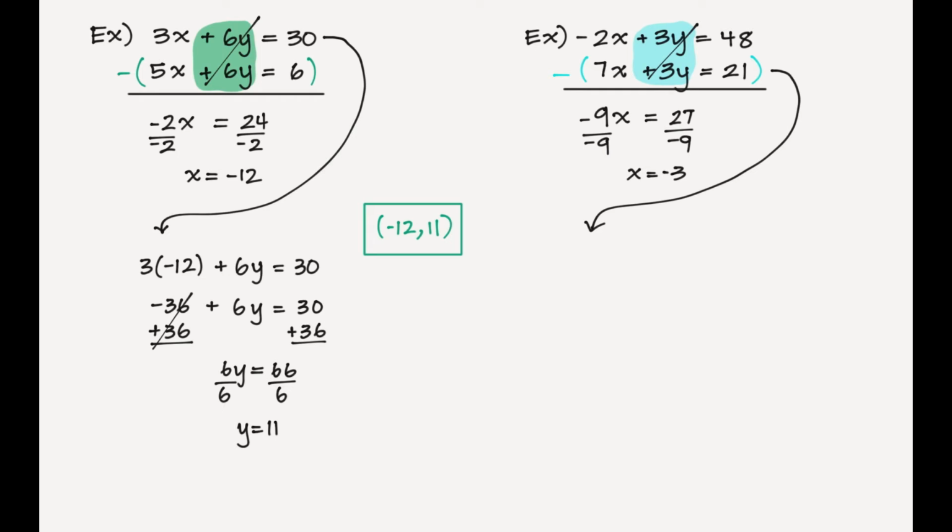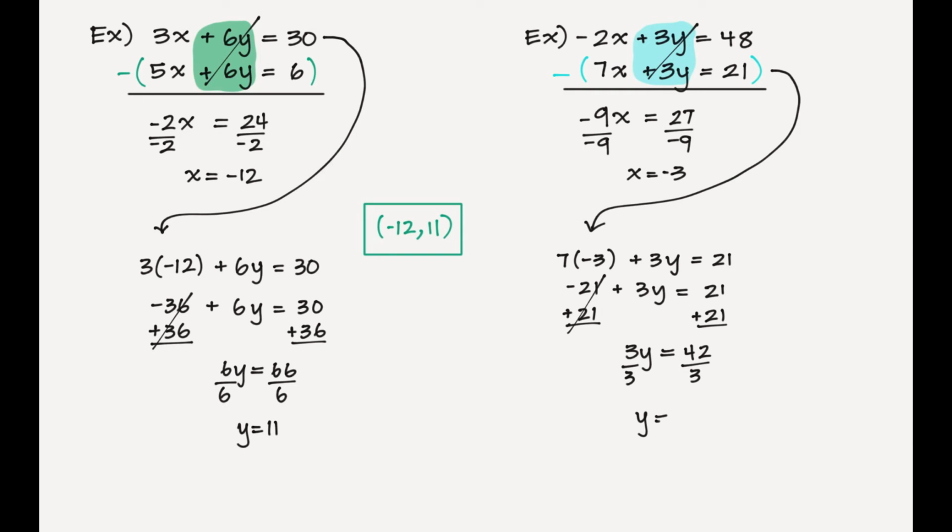So I'm going to plug it into one of my equations. I'll do the second one. So 7 times -3 plus 3y is equal to 21. That's -21. And then I'm going to add 21 to both sides. That leaves me with 3y is equal to 42. When I divide both sides by 3, my final answer for y is equal to 14. So this gives us the point of (-3, 14).